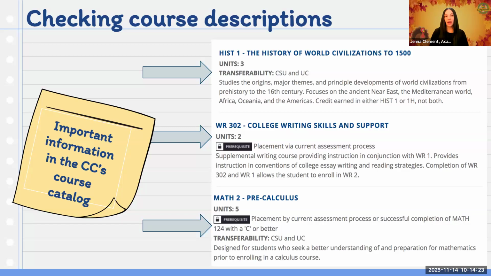take either. If we look at that second example, the Writing 302, College Writing Skills and Support, we can see the units are only 2 units. Sometimes we do see college courses that are a 1-unit class, a 2-unit class. So if that's the case, please email your academic counselor and we'll let you know how that translates to high school credits. You will still be able to earn high school credit if it is less than 3 units.